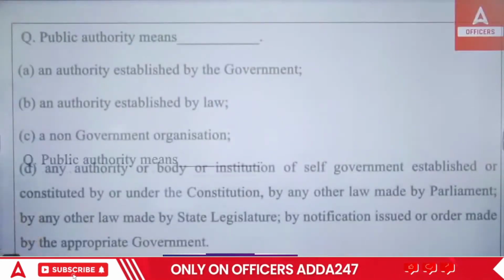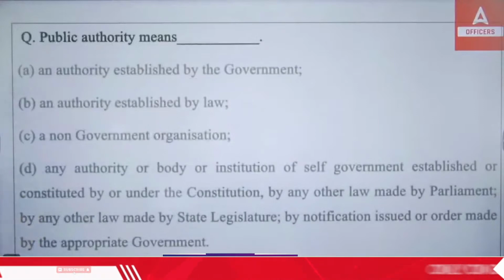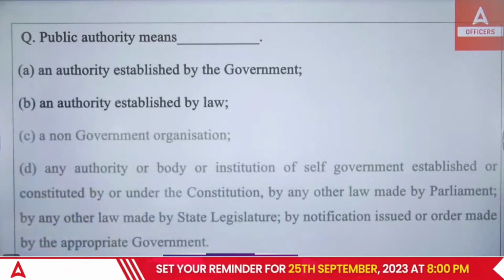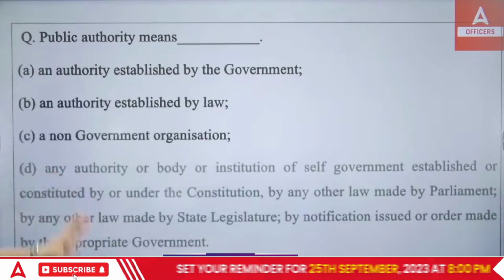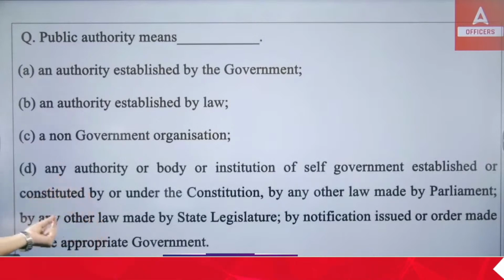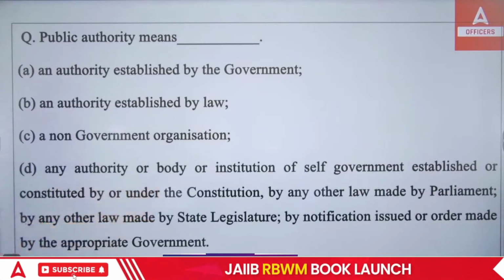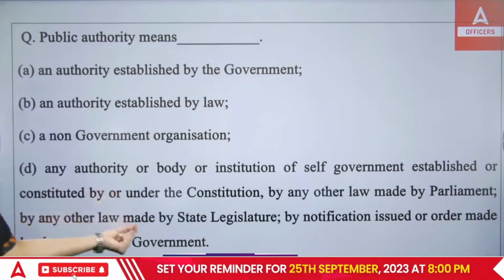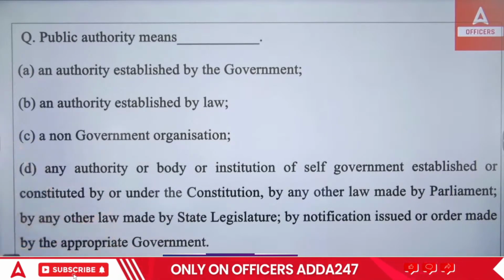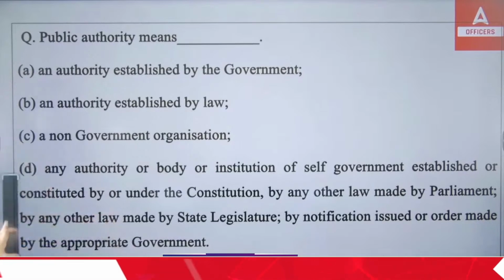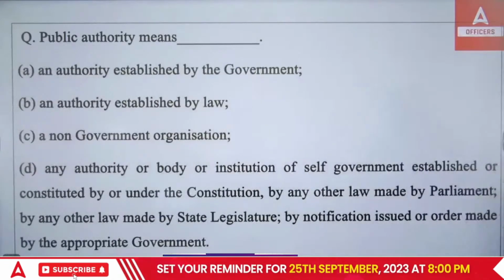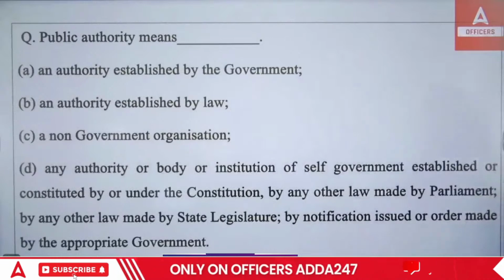So let's start with the first question, which is about public authority. What actually is a public authority? First says an authority established by the government. Second says an authority established by the law. Third says a non-government organization. Fourth says any authority or body or institution of self-government established or constituted by or under the Constitution, by any other law made by Parliament, by any other law made by a state legislature, or by notification issued or order made by the appropriate government. Which of the following do you think is actually a public authority? A, B, C or D?